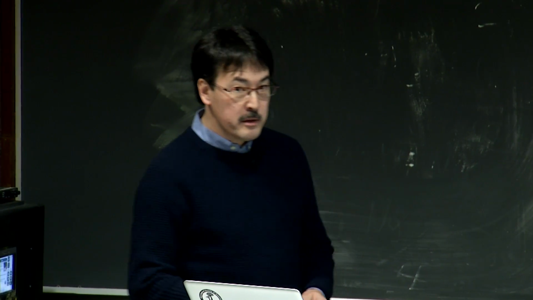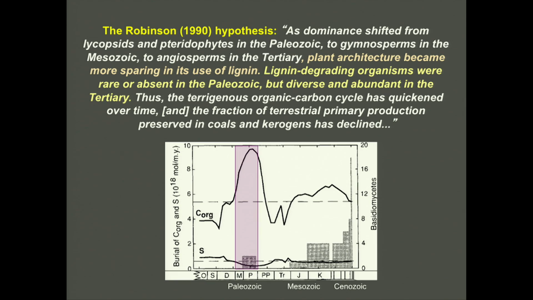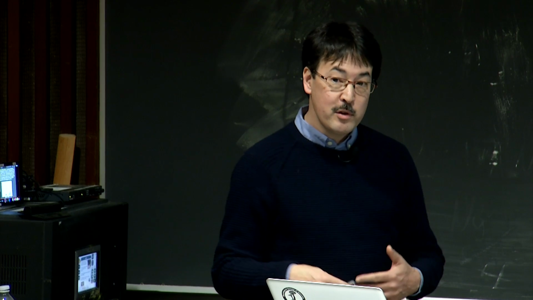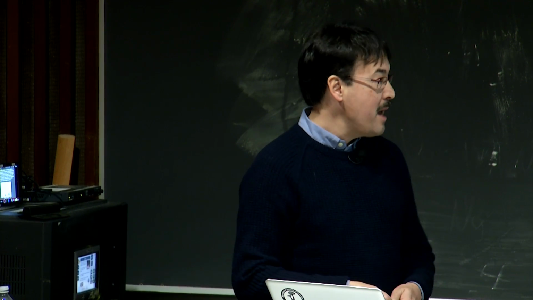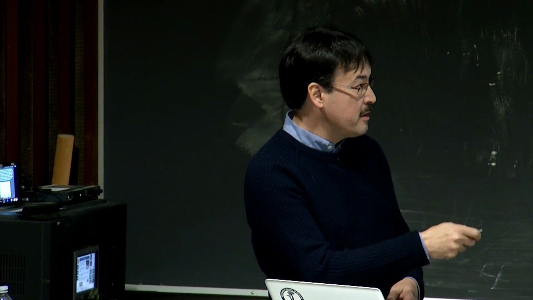So here's the Robinson hypothesis in full. She says, as dominance shifted from lycopsids and pteridophytes, and so on, basically there was a shift in plant investment in lignin. So plant architecture became more sparing in its use of lignin, and lignin-degrading organisms were rare or absent in the Paleozoic, but diverse and abundant in the Tertiary. So she suggests that the evolution of white rot fungi may have contributed to this decline in carbon sequestration.